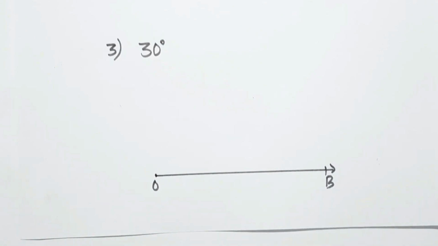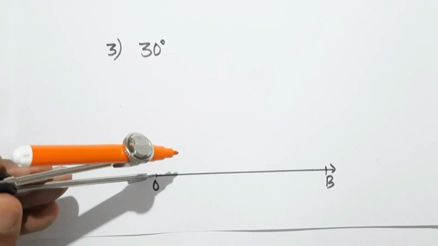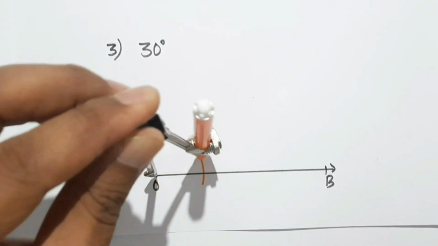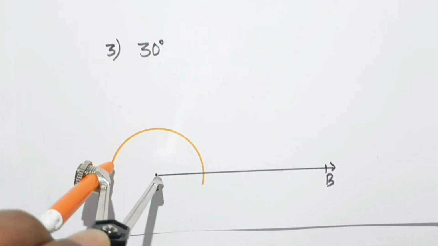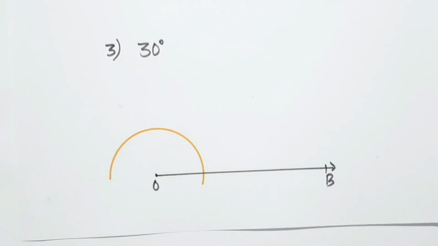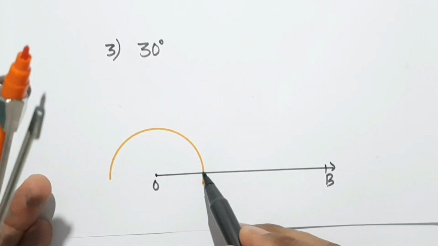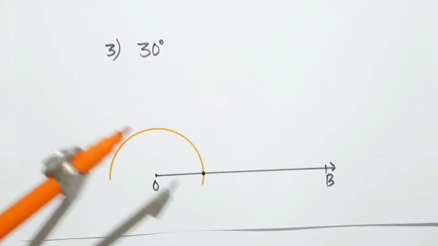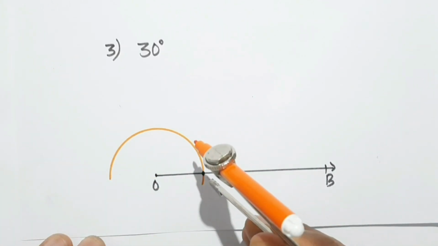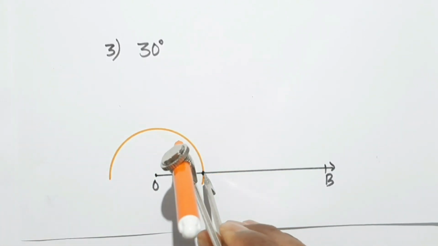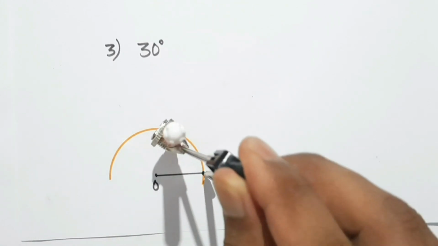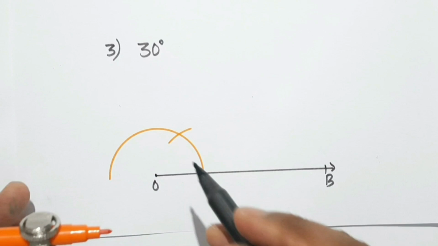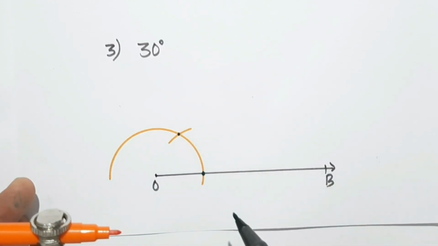O as a center with a convenient radius, we are going to make a semicircular arc cutting the ray OB. Here is this point. Next we are going to take this point as a center and make another ray here. So we know that this is our 60-degree angle.